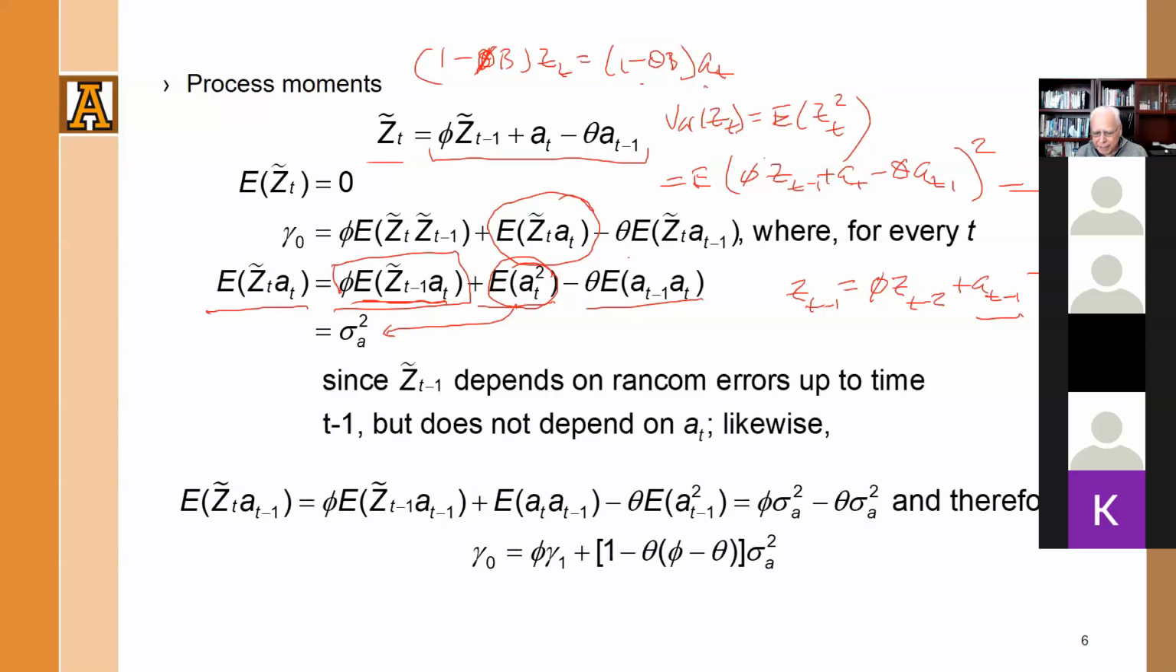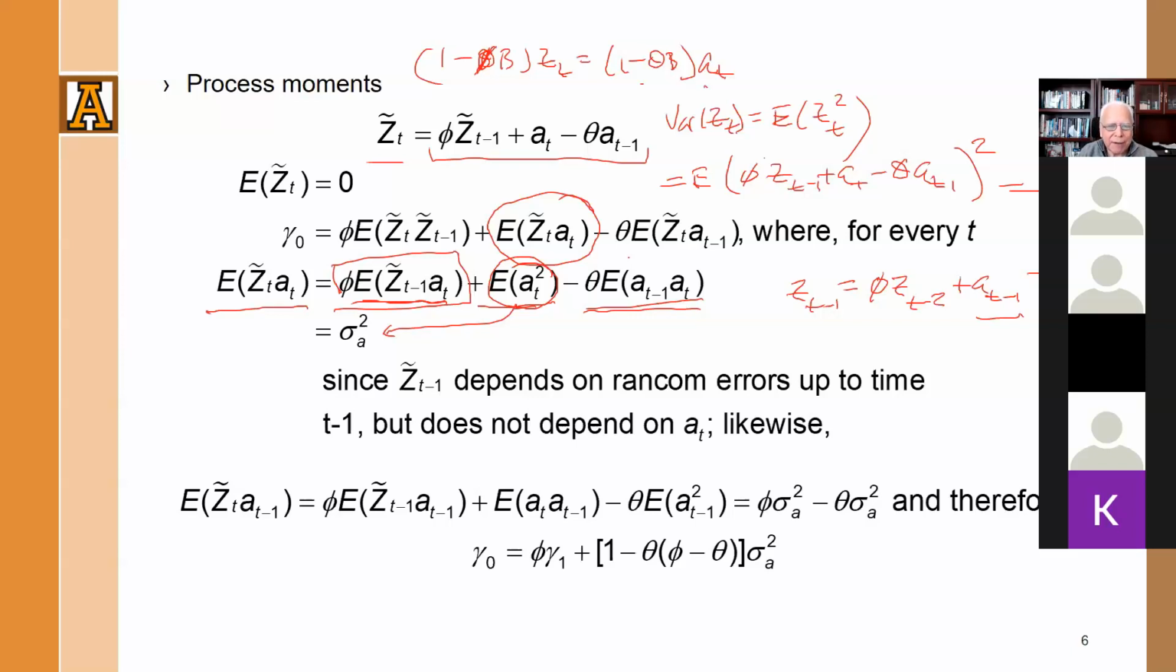Okay? And in this case, it's clear that the expected value of A_{t-1} times A_t is going to be 0 because the A_t's are independent. Okay? And they have mean 0. So the only term that I have left is this one, the expected value of A_t squared. Okay? Now notice that nobody answered, and the answer was here.